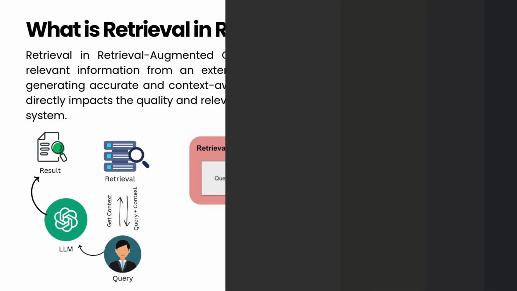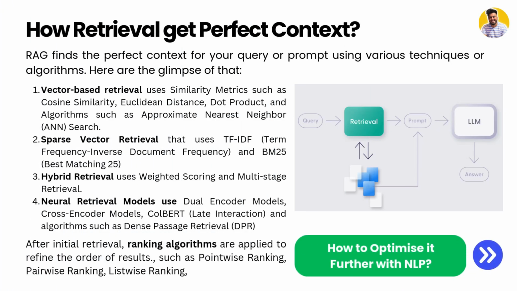So do you know how retrieval gets the perfect context? The answer lies in how RAG finds the perfect context for a query using various techniques and algorithms. Here is a glimpse of that. We use vector-based retrieval systems that use similarity metrics like cosine similarity and Euclidean distance, and we use sparse vector retrieval techniques. We use hybrid retrieval techniques, along with neural retrieval techniques as well.